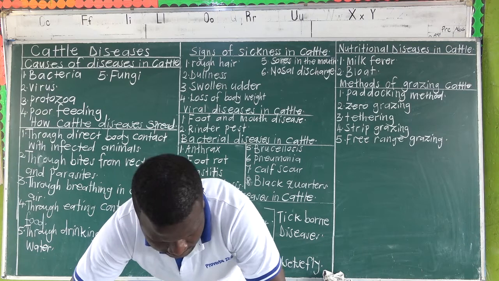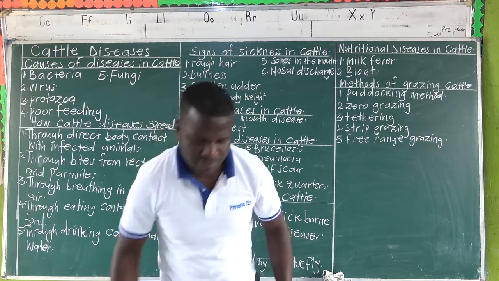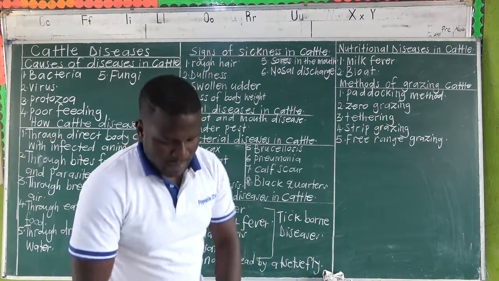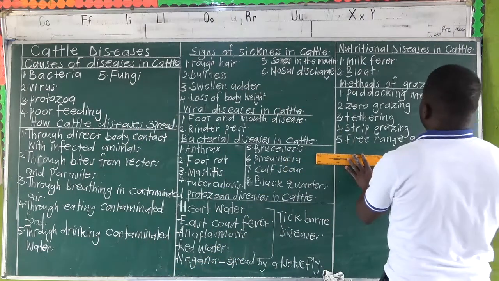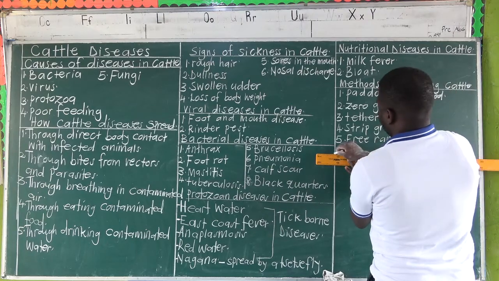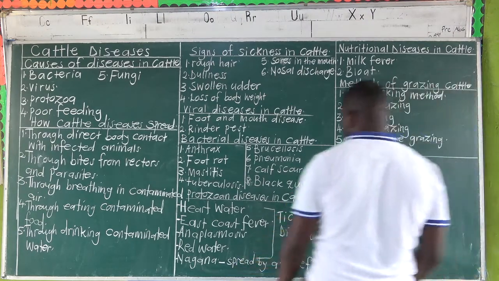Zero grazing. That zero which is there, please cross it out. Then we begin by looking at the paddocking method of grazing cattle.